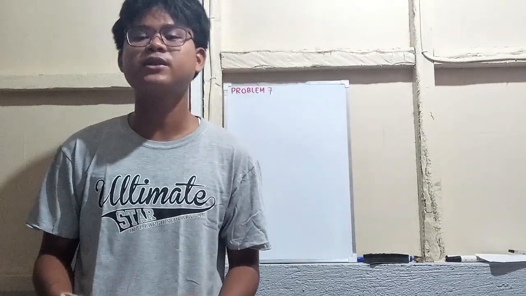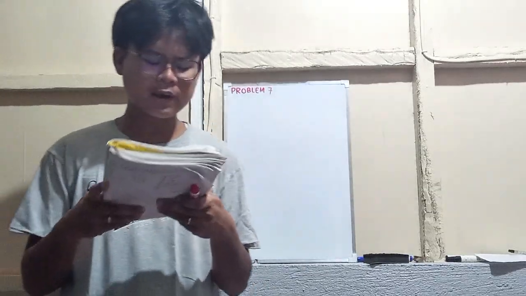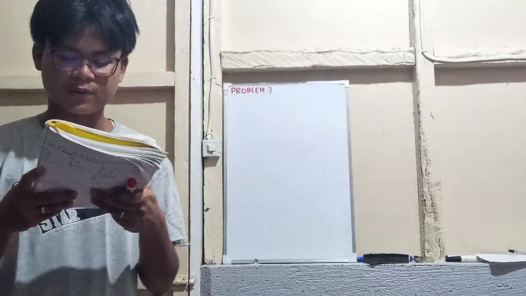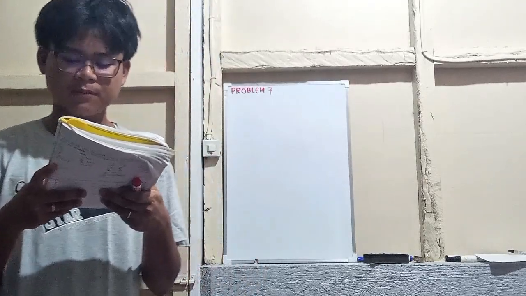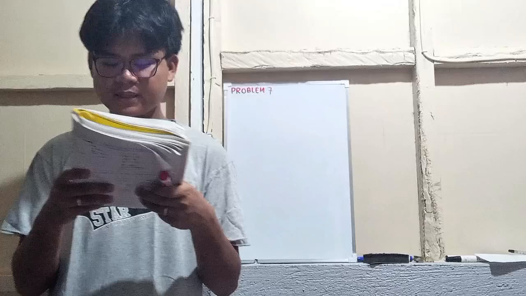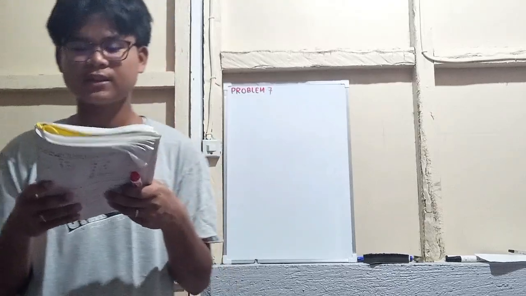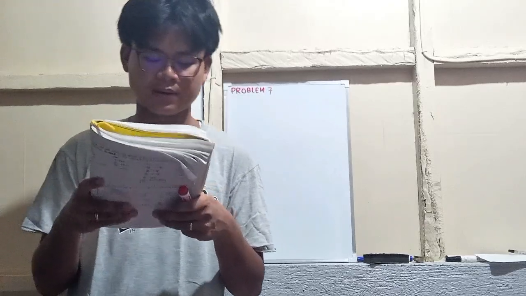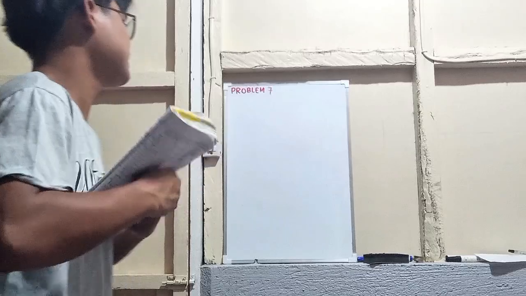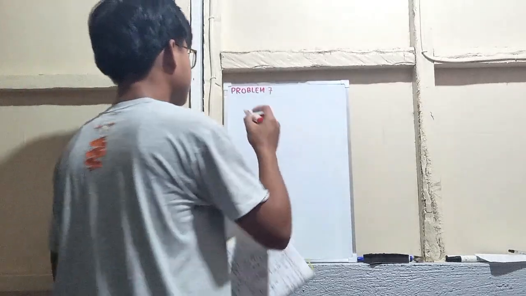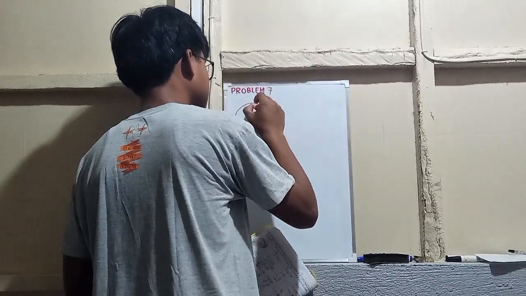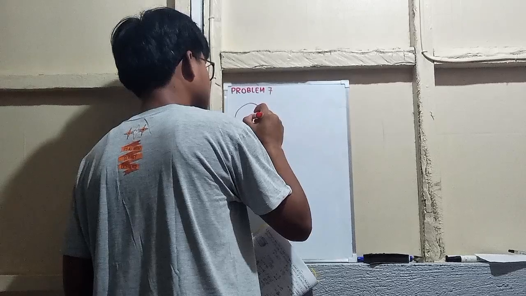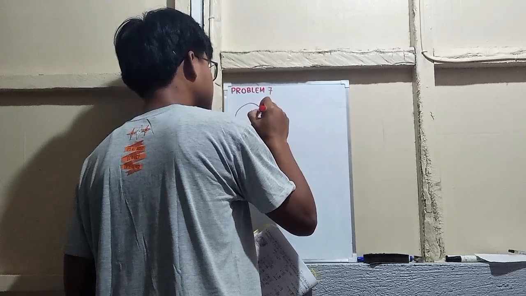So let's proceed to problem 7. A spherical balloon is deflating at a rate of 2 centimeter cubed per second. How fast is the radius decreasing when the radius is 5 centimeters? So first, we're going to draw the problem. We have a sphere and our radius is 5 centimeters.